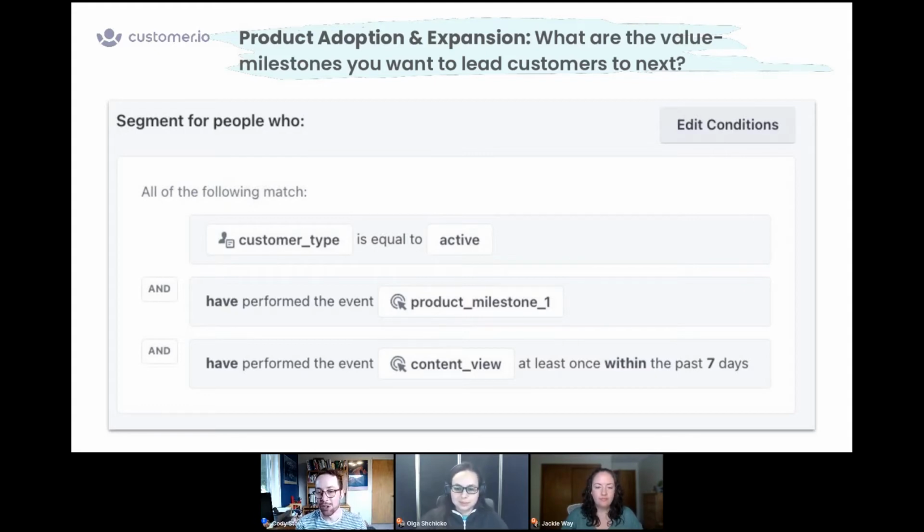As a little visual here, I used a segment that I built in Customer.io as an example. Maybe you have a customer whose customer type is active, they're active in your product. They performed that event or behavior recently of reaching that first product milestone. Maybe that's successfully setting up a profile, or on LingoPie, streaming a first video. And then they've also been viewing the content actively in the last 7 days. So maybe this is just an example segment, but let's say you've got this person who's onboarded and they're at least semi-active in the product.